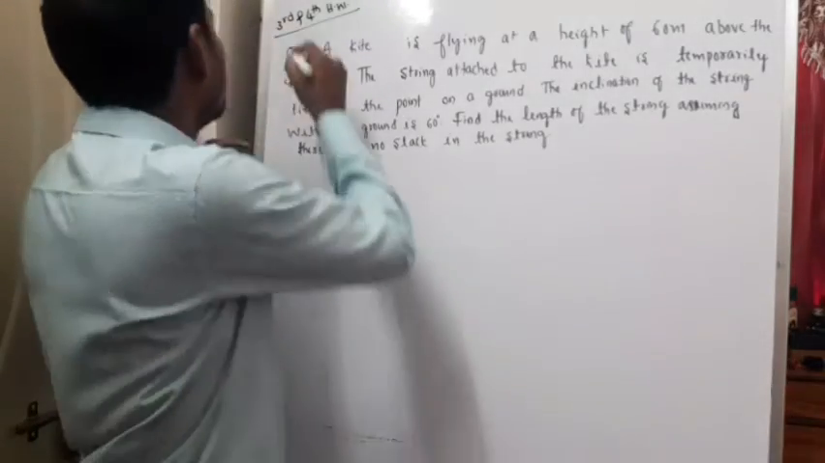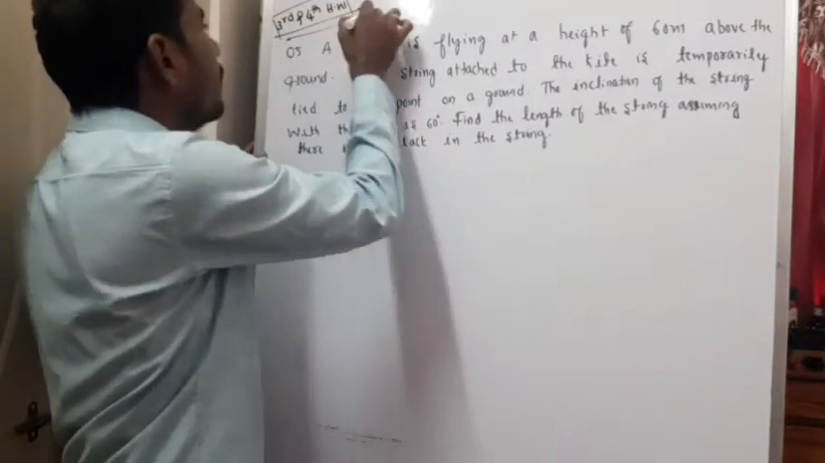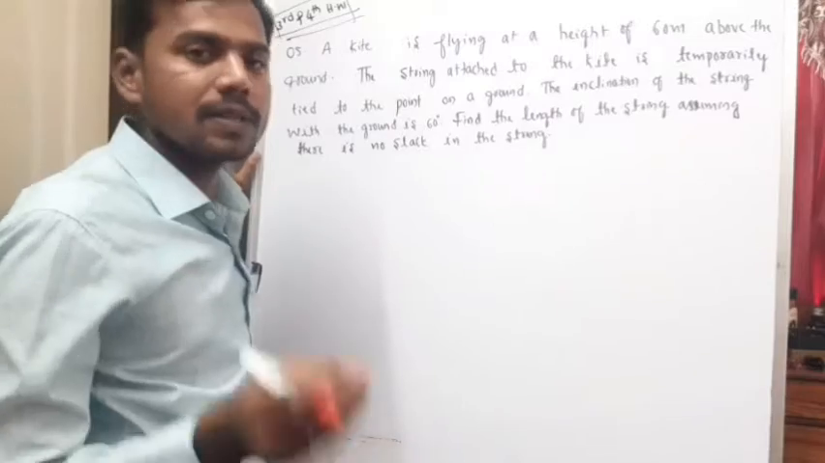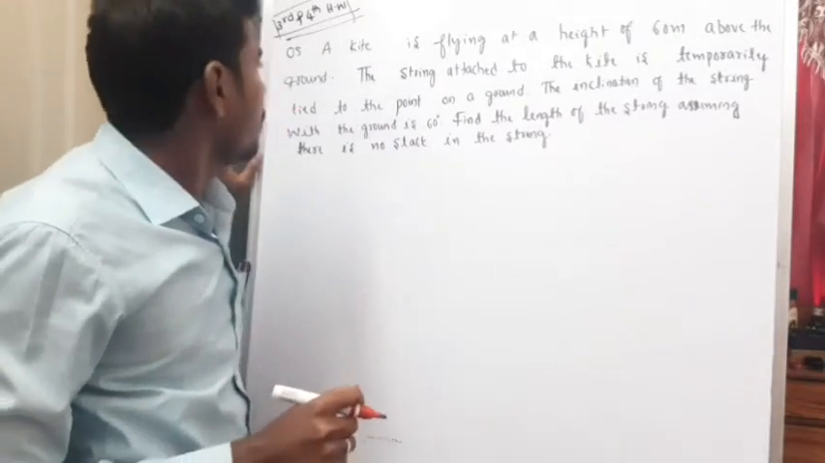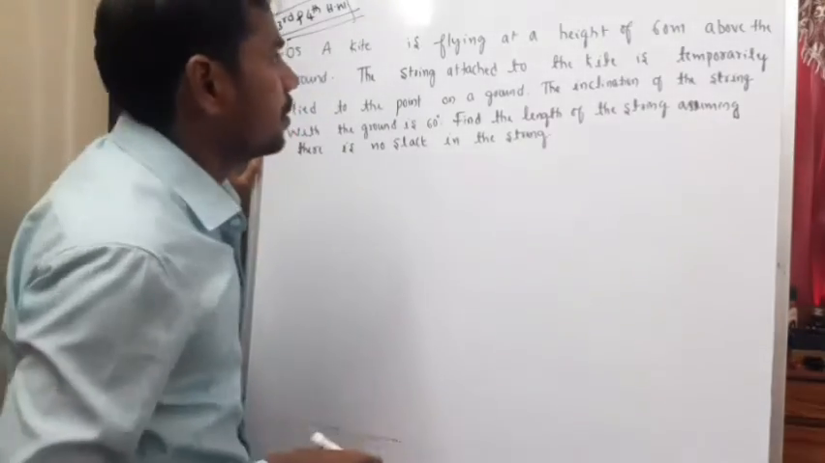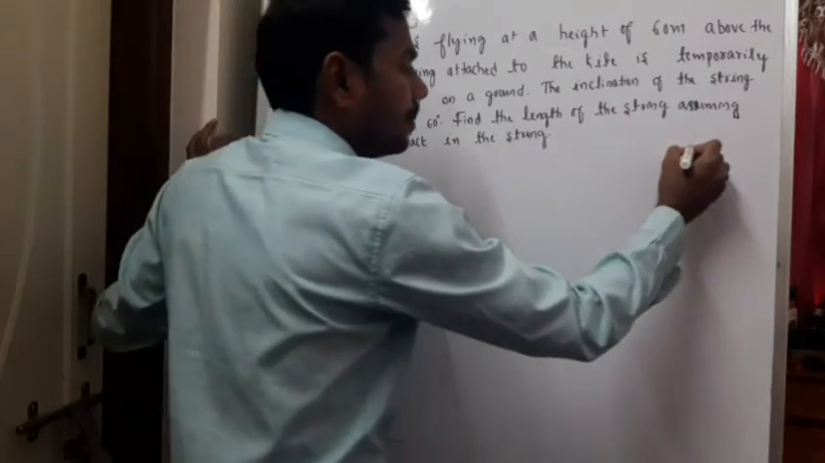Okay, before that, the third and fourth questions will be your homework, which are very much similar to the first and second questions. So, fifth question: there is a kite.